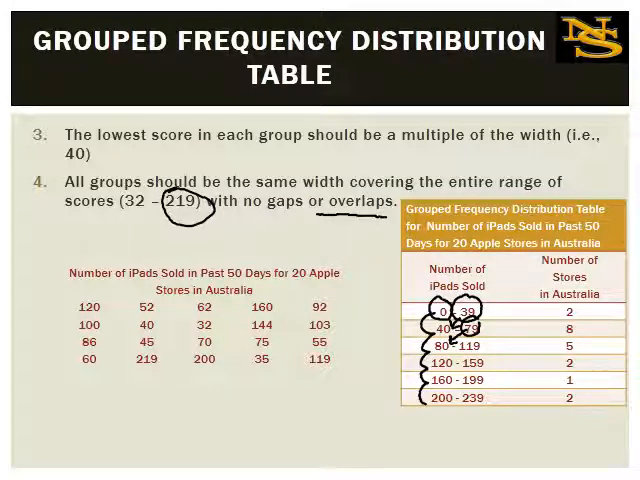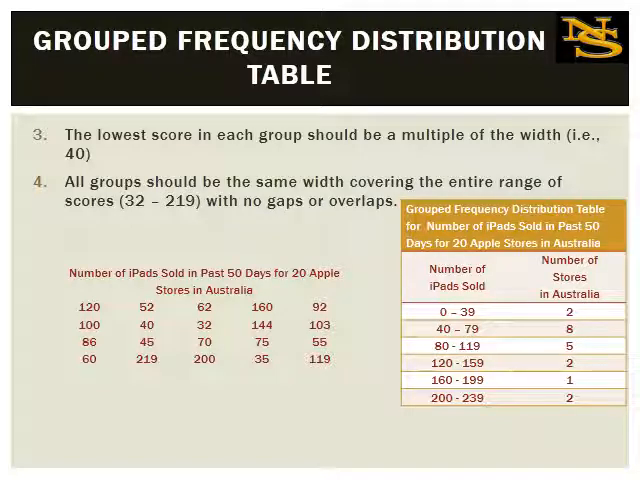You don't want somebody who has a score of 80 to be counted twice, for instance, if this said 80, which it does not, because that's bad. Also, make sure that you represent the full range of values from lowest to highest, even if some of these frequencies would be 0.